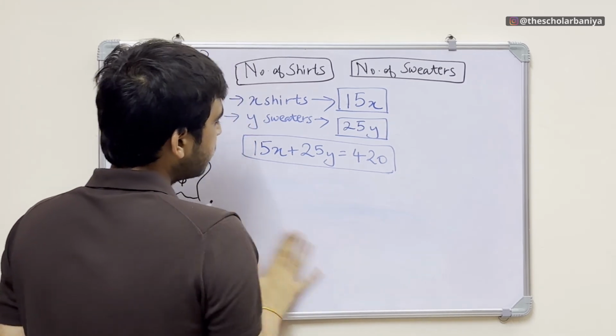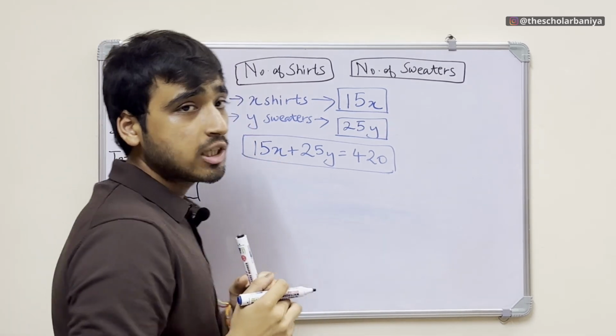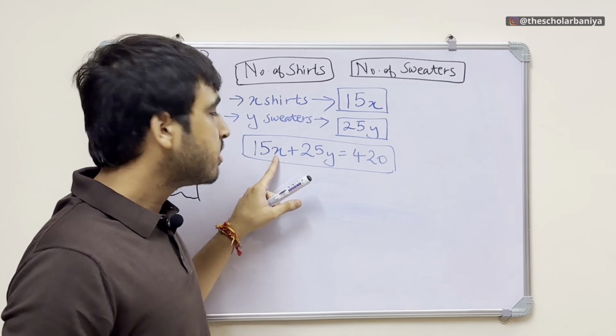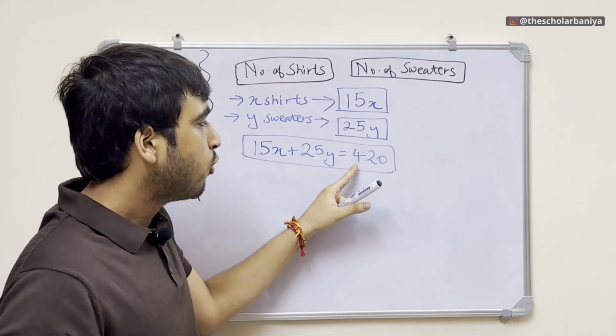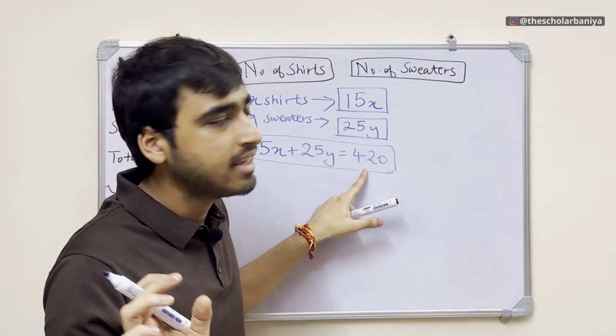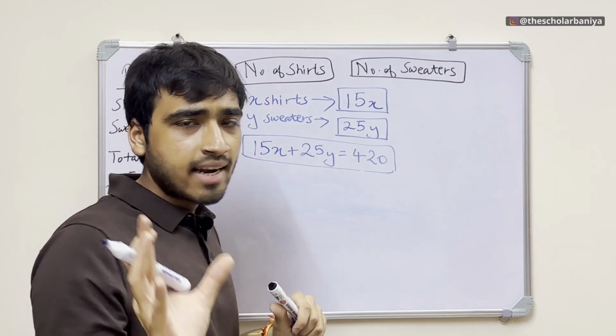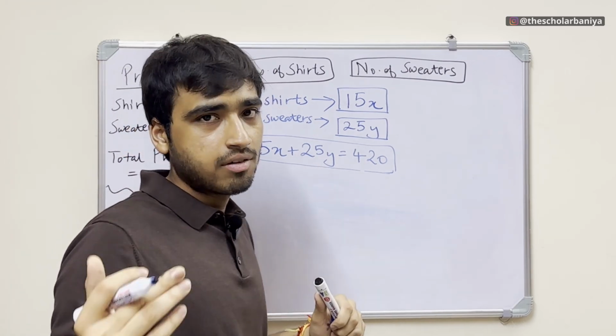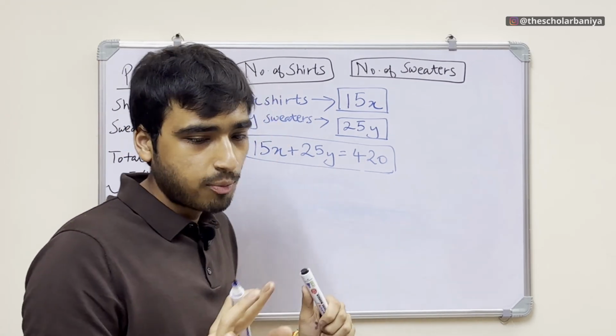Similarly, let's try X equals 2. If you put X equals 2, you will get 30. So 420 minus 30 will be 390. Again, 390 is not divisible by 25. So X equals 2 is also not possible.